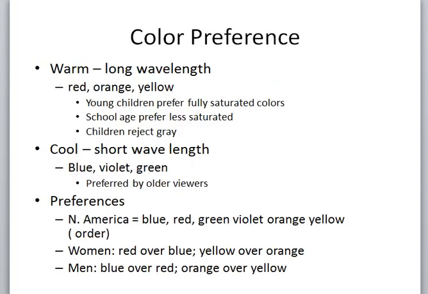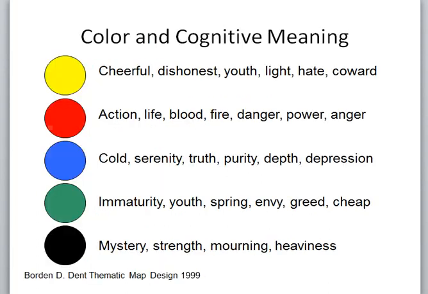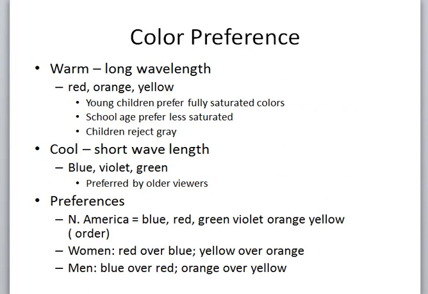There's been a lot of studies related to color preference, so that warm colors are kind of the red, orange, yellow. They're in the longer wavelength. Children like bright colors, kind of pure primary colors. I just found this preferences in North America, particularly the gender preference that women supposedly like red over blue and yellow over orange, and men are the opposite. And that's also from this Board and Dent study in 1999? Yeah, maybe a little old, but interesting.